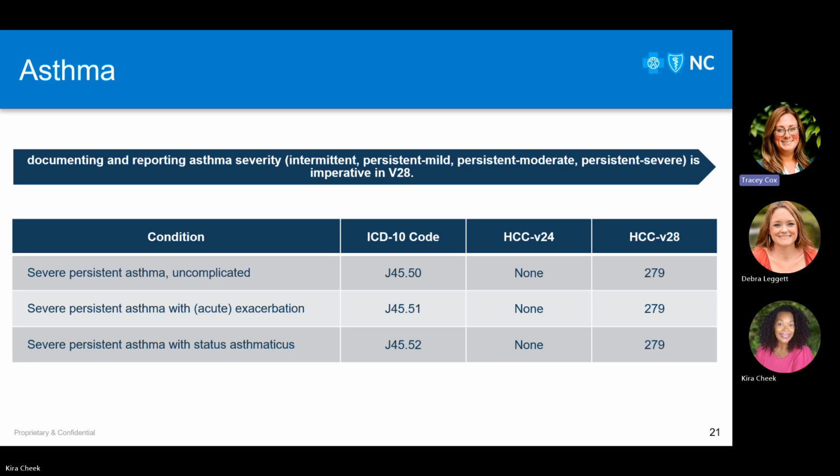Correct coding begins with clear, concise, and specific documentation. Whenever there is a condition with levels of severity, the provider should include within their documentation which level is pertinent to the patient. For example, this slide shows how to code asthma. So when a provider codes asthma, the documentation and the reporting should include whether it's intermittent, persistent, persistent mild, persistent moderate, or persistent severe. These will all need to be addressed accurately and clearly in the documentation for these patients.